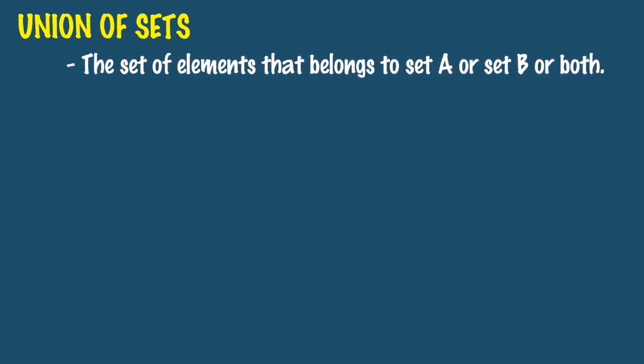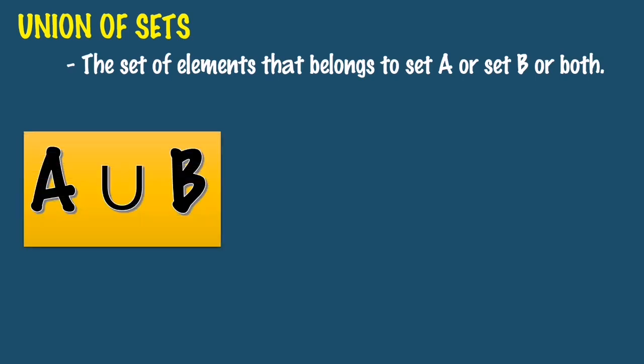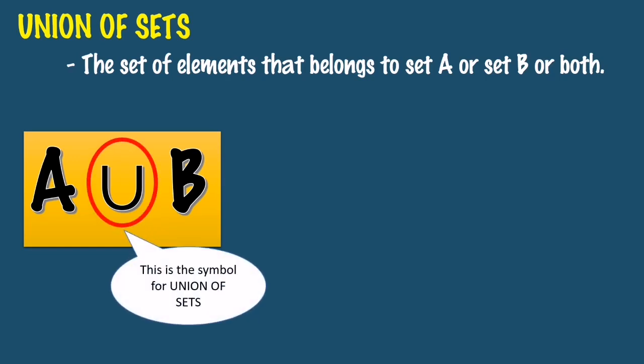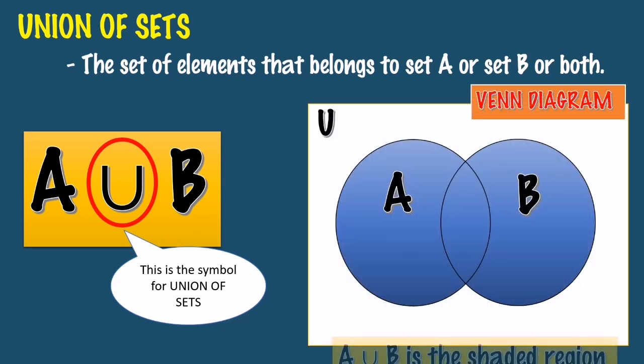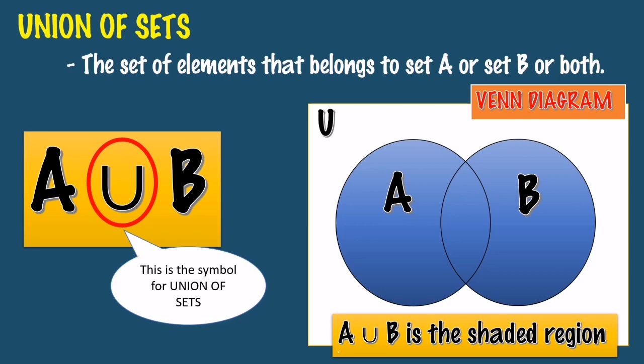Let's define union of sets. When we say union of sets, it is the set of elements that belongs to set A or set B or both. This is how we write union of sets in notation form. And this one is the symbol for union of sets. If we are to show the union of sets using Venn diagram, A union B is the shaded region.